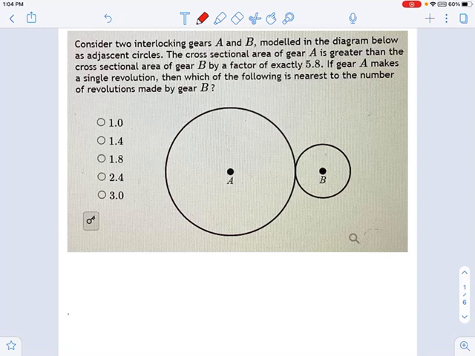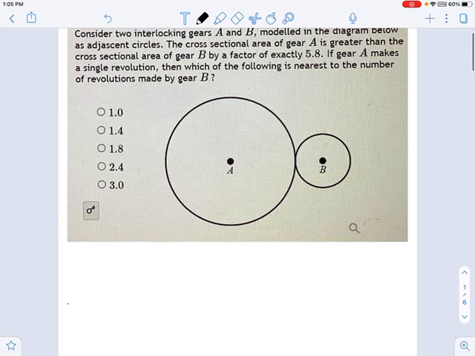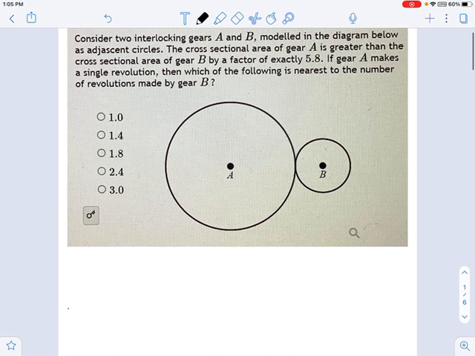I think one thing that's been usefully demonstrated over the last 40,000 years or so is that wheels are really useful. And in this example, we have two interlocking gears. They're going to have teeth in there, so they hook together. But they're wheels, which means they're circles, which means we can make statements about the area of each circle and the radius of each circle. And that's what I want to focus on in this problem.